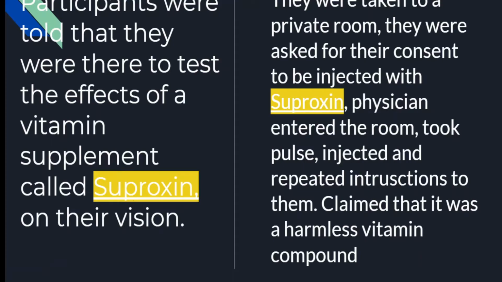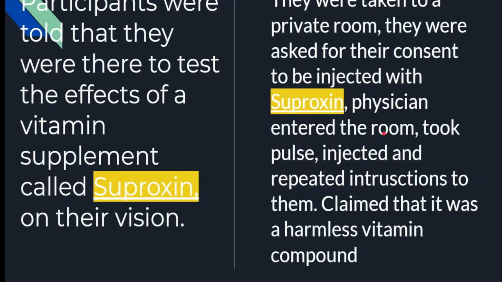Each of the participants was taken to a private room and then asked for their consent to be injected with Suproxen. Out of the 185 participants, only one did not consent, so he was let go, but he still did receive course credit, as is the ethical nature of many of these experiments. The rest of the 184 participants were independently administered with Suproxen, or what we are about to now know as epinephrine.